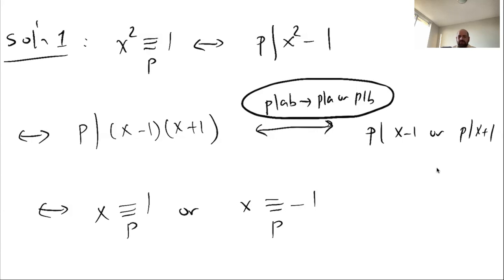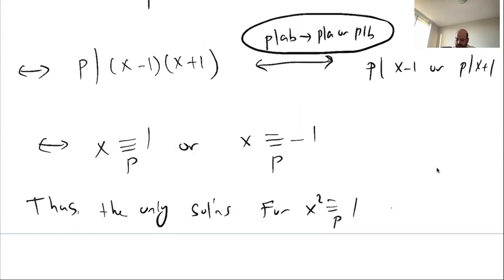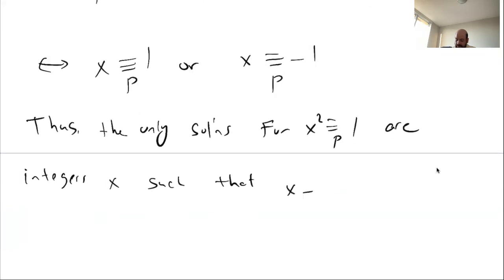Well, that's it. So we showed that the only solutions for x squared congruent 1 mod p are integers x such that x congruent 1 mod p or x congruent -1 mod p.